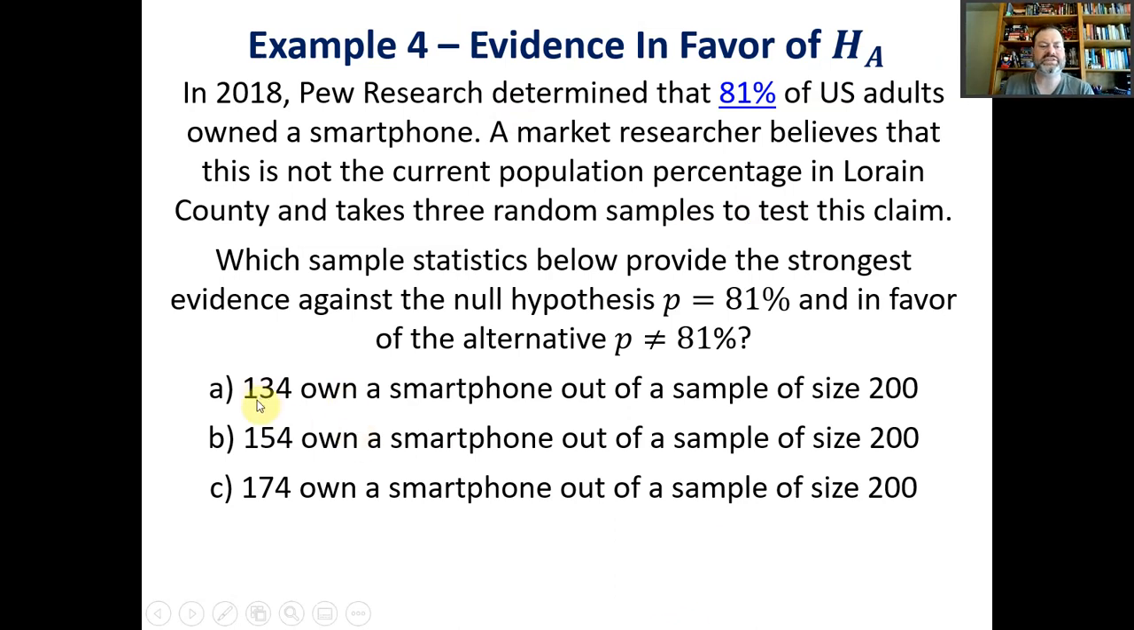So you look at this and you're like, in the first sample, 134 own a smartphone out of a sample of size 200. Is that telling us that this is more likely to be true than that? Notice that without comparing these numbers, we have no way of determining this. What about 154 own a smartphone out of 200? Or 174 out of 200? So how would we be able to tell which one of these provides the strongest evidence that this is true and that this is false?